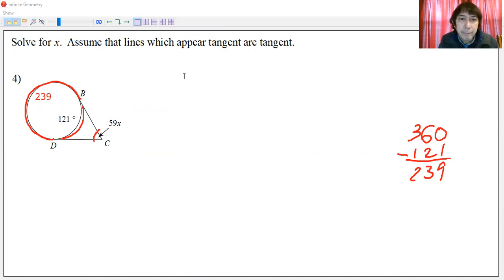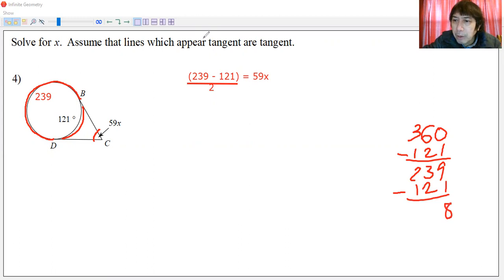All right, so we can now form our equation. It's 239 minus 121, that's minus 121, the smaller. Divide this by 2. And this will now be equal to 59x, the angle. Okay, and we're just after the x here, so we can solve for x here. So it's 239 minus 121. Okay, so this will be 8, and this is 1, and that looks like 118.